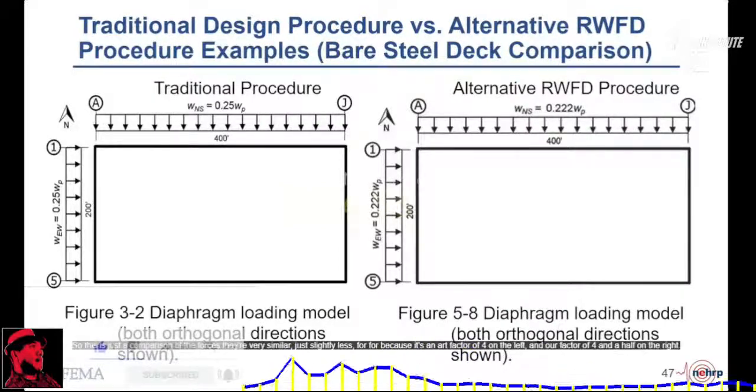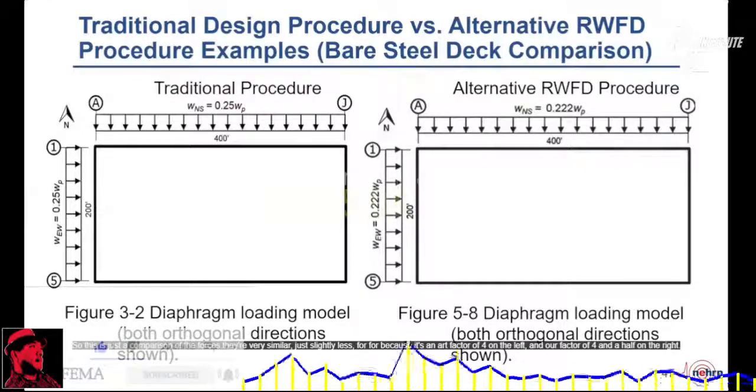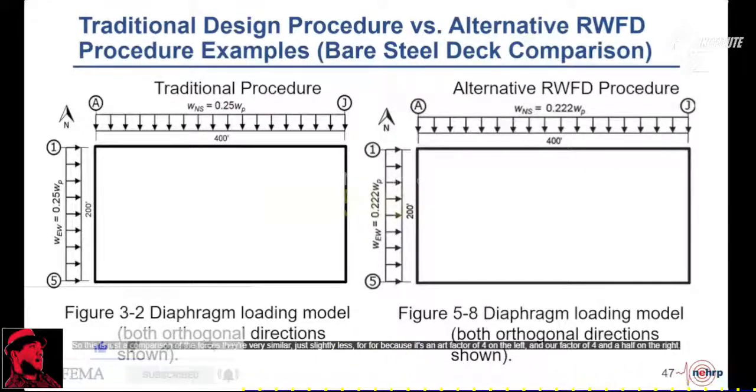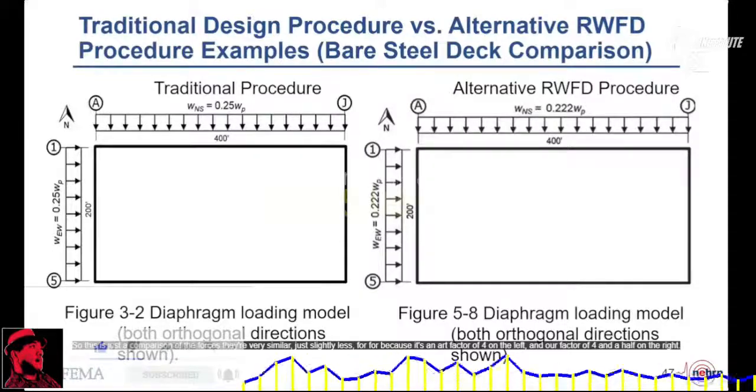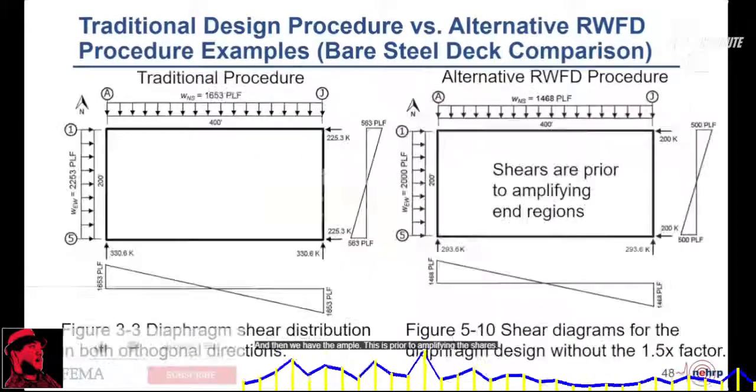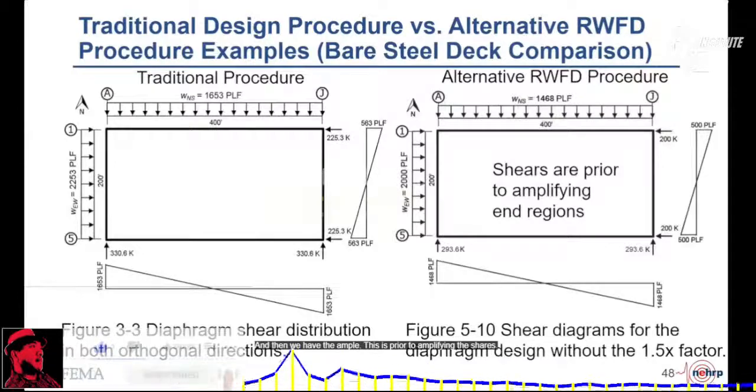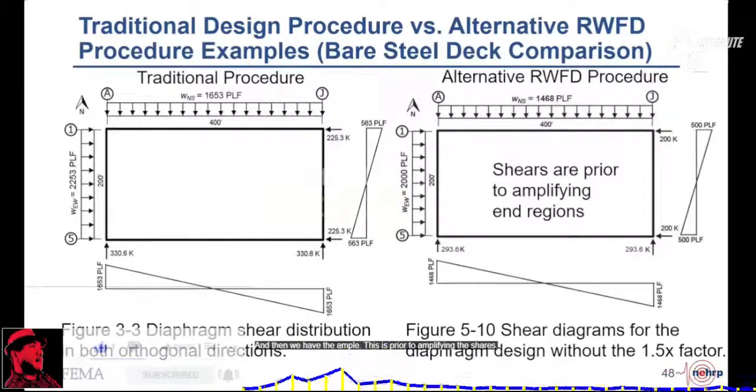So this is just a comparison of the forces. They're very similar, just slightly less because it's an R factor of 4 on the left and an R factor of 4.5 on the right. And then we have this, which is prior to amplifying the shears. They're very similar shears, slightly less for the alternative procedure.